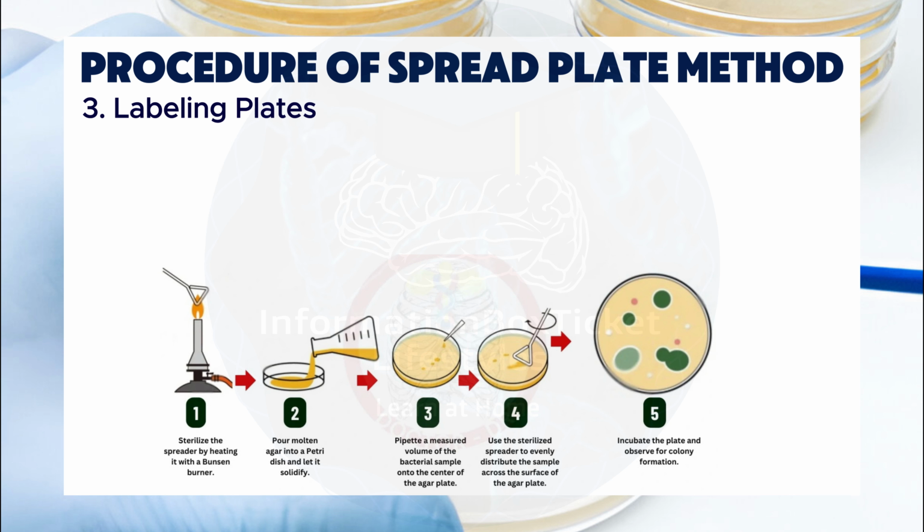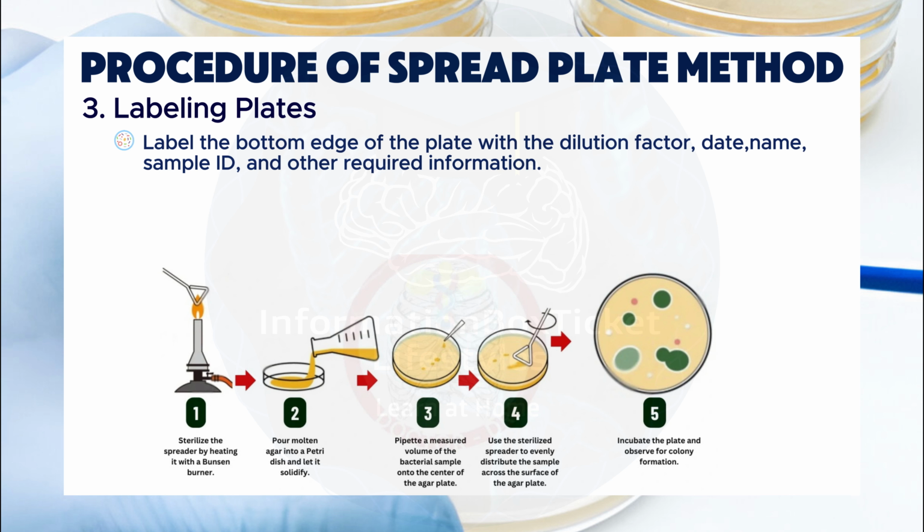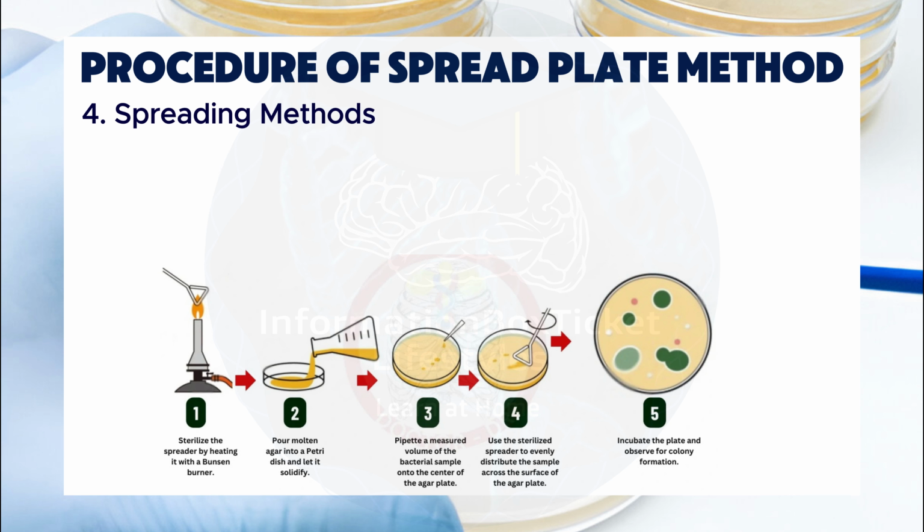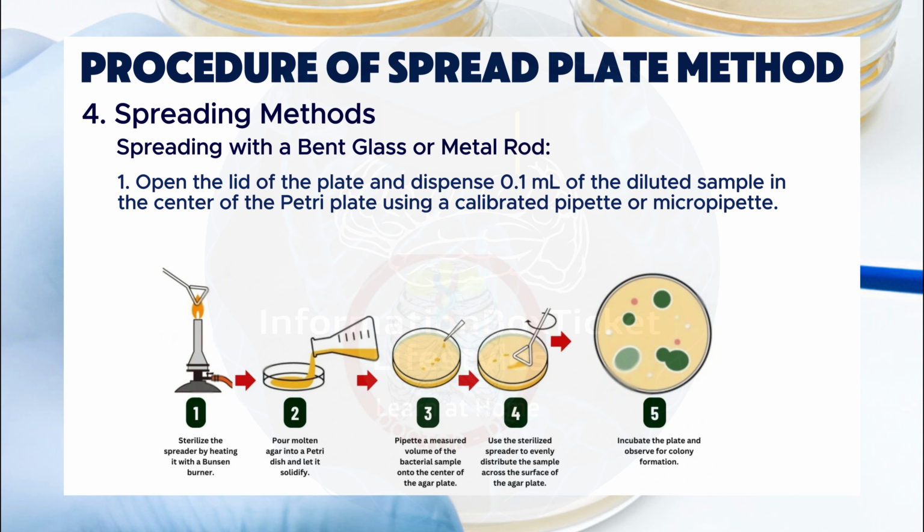3. Labeling plates. Label the bottom edge of the plate with the dilution factor, date, name, sample ID, and other required information. 4. Spreading methods. Spreading with a bent glass or metal rod. 1. Open the lid of the plate and dispense 0.1 ml of the diluted sample in the center of the Petri plate using a calibrated pipette or micropipette.